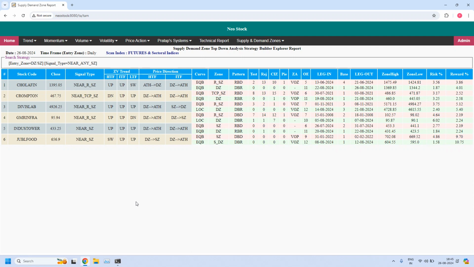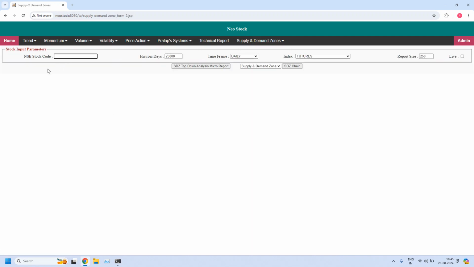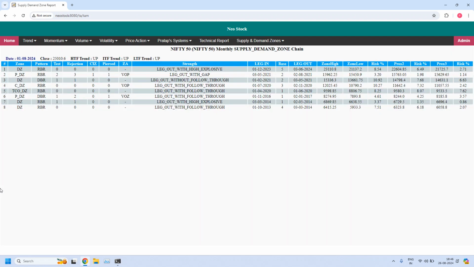And next, for Nifty and Bank Nifty, up to the daily demand zone I will generate the supply demand zone chain reports, starting from monthly. First Nifty 50. So I'm starting from monthly, generating the supply demand zone chain for the monthly time frame for Nifty.